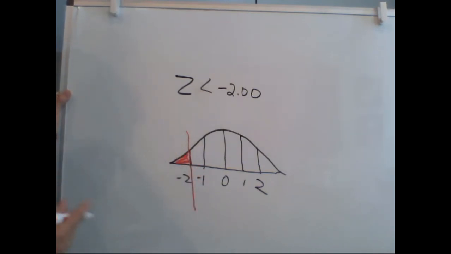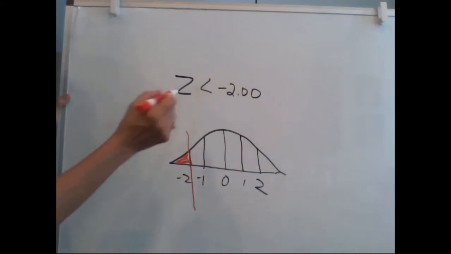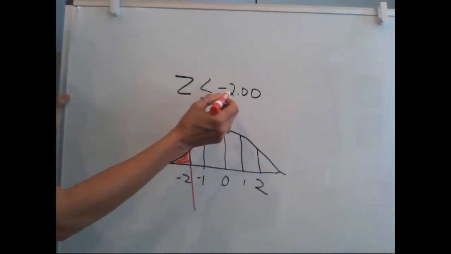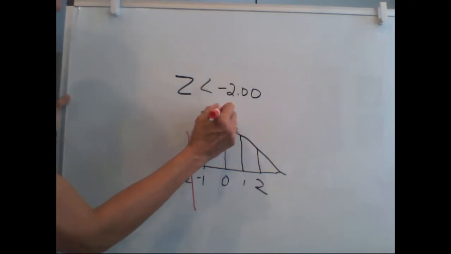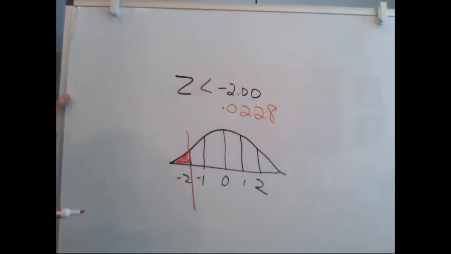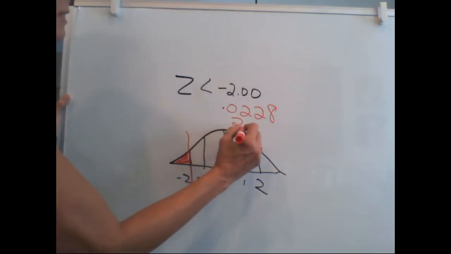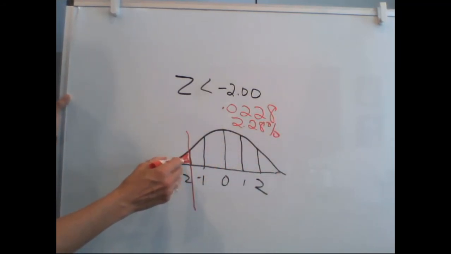So there we go. We know exactly what column this is going to be. This is going to be column C because I'm looking for an area in the tail. So a z-score at negative 2.00 for column C gives us a probability of 0.0228. That's really small, isn't it? That's a pretty unusual z-score to be less than a negative 2.00. So we can say that there's a 2.28% chance of finding a z-score of less than negative 2.